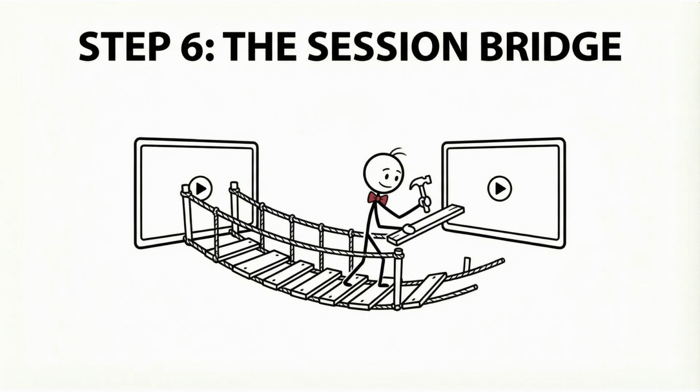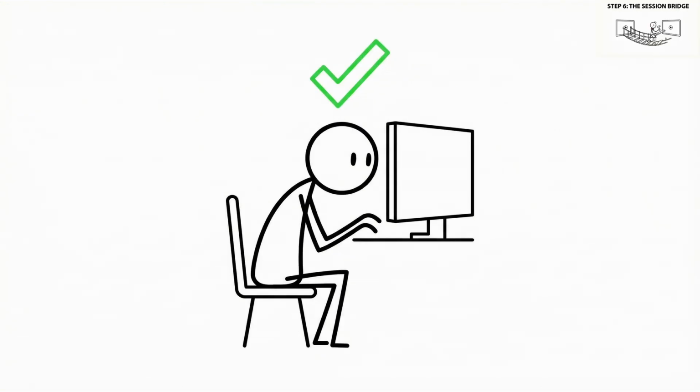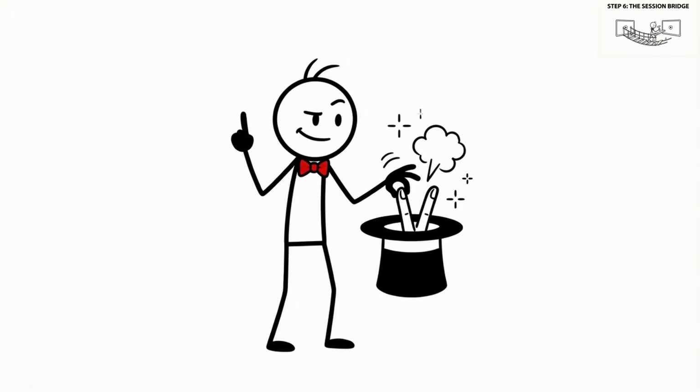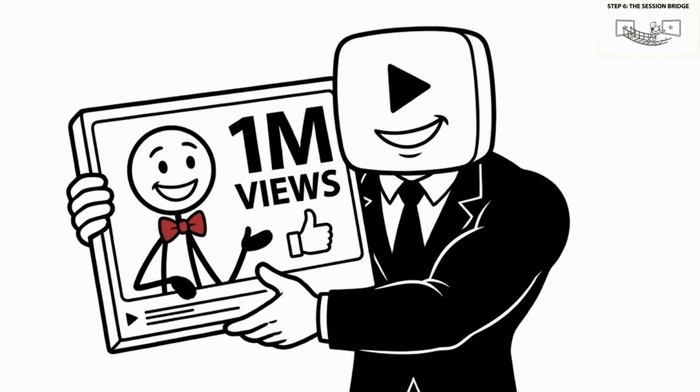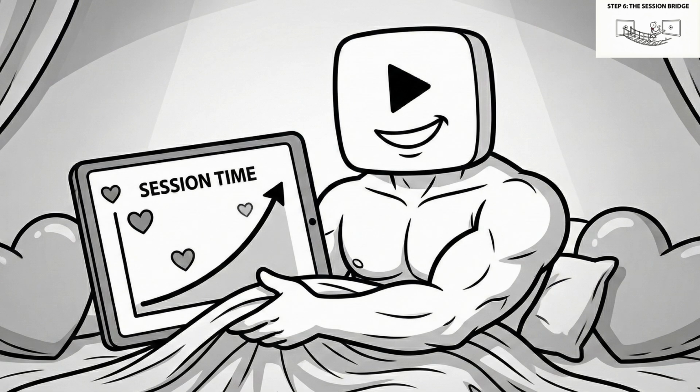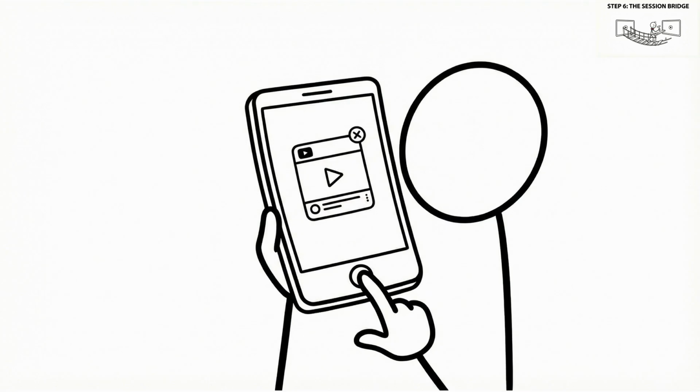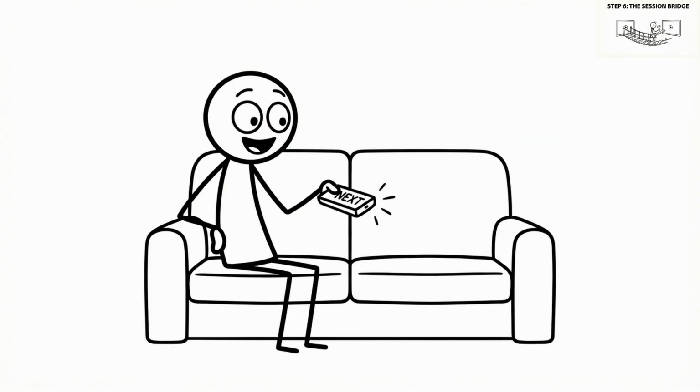Step 6, the session bridge. You have a viewer, they clicked, they watched. Now you need to turn one viewer into 2. This is called session time. The algorithm loves videos, but it loves sessions even more. If your video causes someone to close the app, you're punished. If your video causes someone to watch another video, you're rewarded.